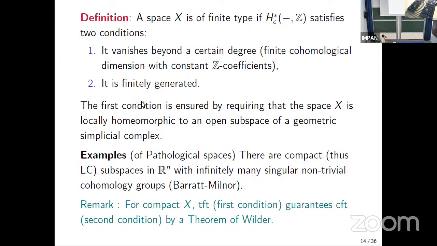So the first condition, Verdi, I think, shows that if you take a space, what we want anyway, locally homeomorphic to an open subspace of a geometric simplicial complex, then this first condition holds. And for compact X, if the first condition holds, the second holds by Wilder. And you have pathological spaces, pretty interesting. You have a locally compact subspace in R3, that Miller, I don't know if you remember that generation, has cohomology non-vanishing in many degrees.